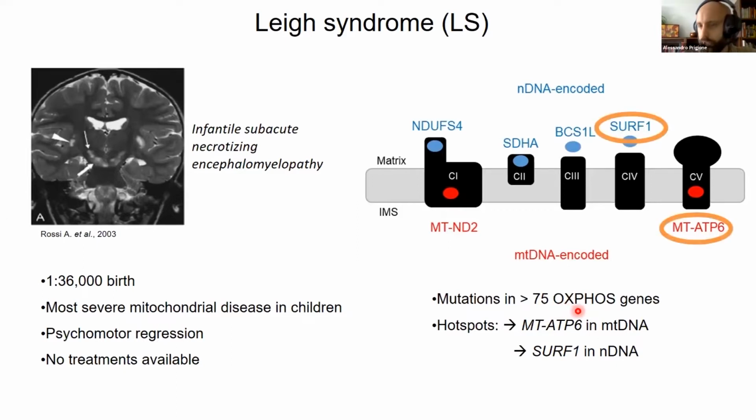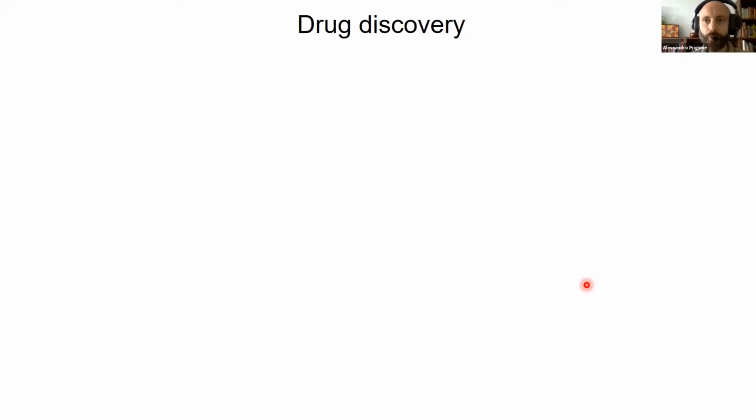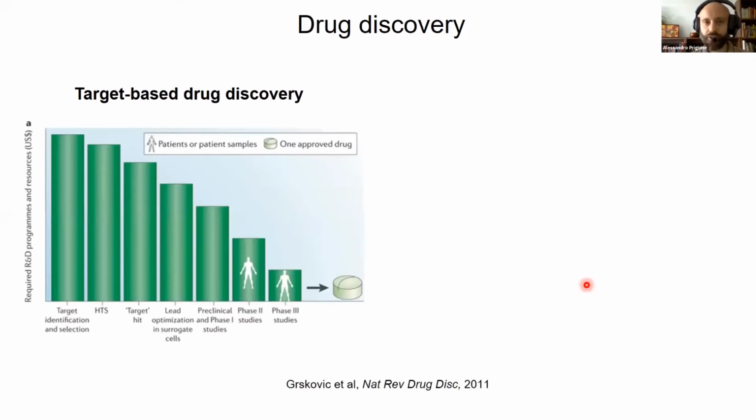Today I will be talking about two of the genes known to be affected: SURF1, which is an assembly factor of complex 4, and ATP6, which is instead a component of the ATP synthase of complex 5. Like we all know, we don't have therapies for Leigh syndrome or mitochondrial disease in general, and this is a challenging aspect to pursue.